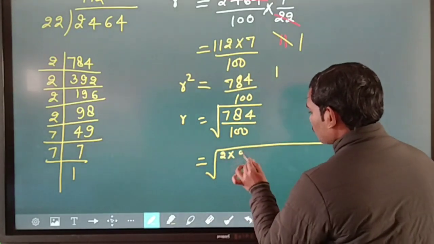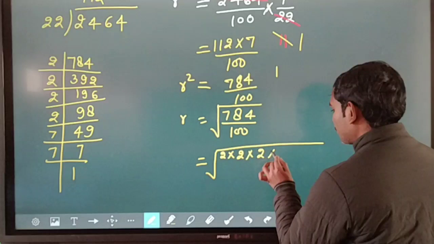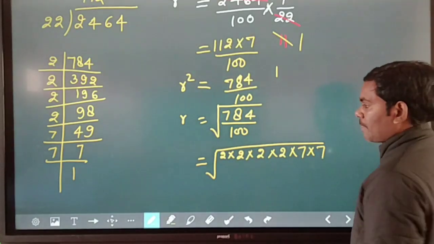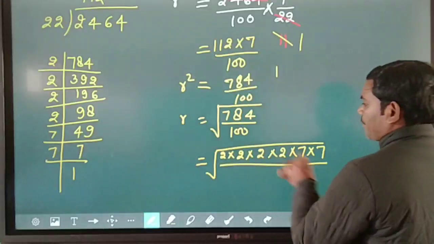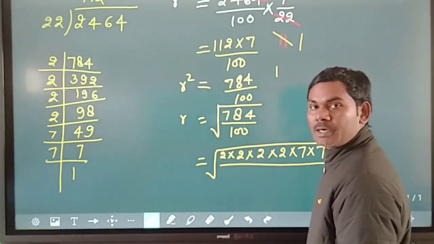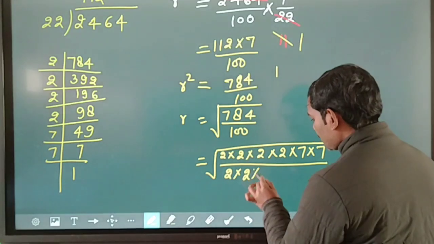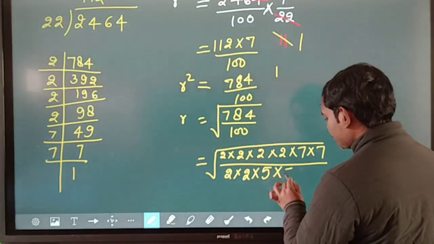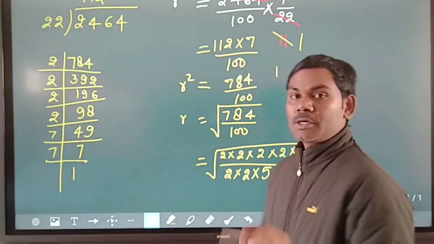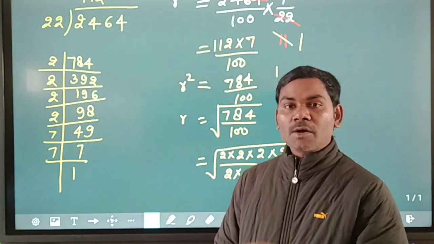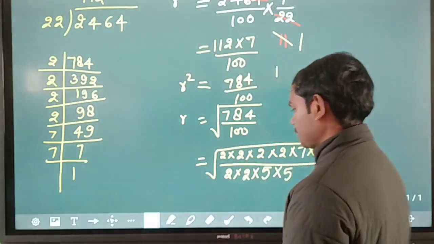2 into 2 into 2 into 2 into 7 into 7, and the prime factorization of 100 is 2 into 2 into 5 into 5.